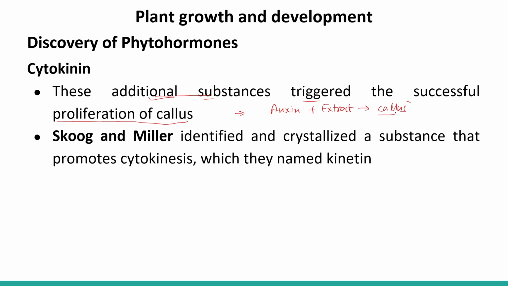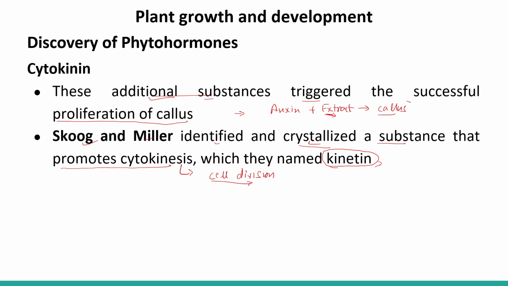Later Skoog and Miller identified and crystallized this substance from the extract. They said this extract contained a compound known as kinetin. They saw that this substance promotes cytokinesis, meaning it promotes cell division. So what is the role of kinetin, or cytokinins? Cell division is the main role, and this compound was named kinetin.